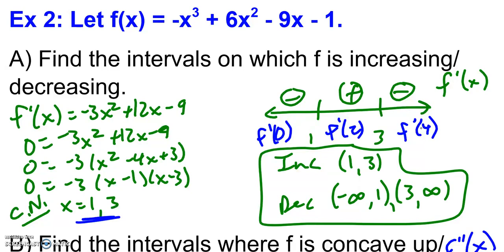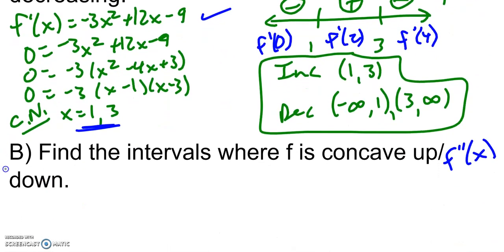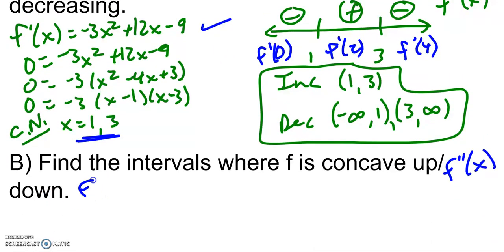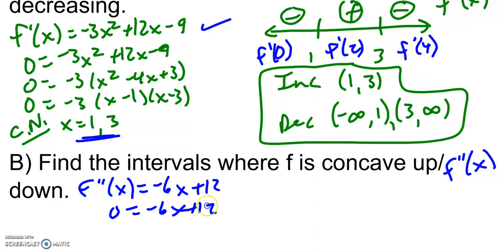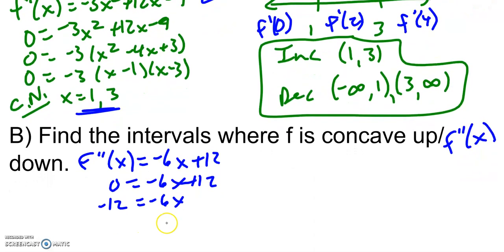So now when we go to part 2, we're going to piggyback off of this first derivative. I'm going to take that first derivative, but now I have to find the second derivative. So the second derivative will be negative 6x plus 12. And we're going to go through the exact same process that we did to find increasing, decreasing, and the critical numbers there. So I set it equal to 0, and then I solve. So here I get an x value of 2.